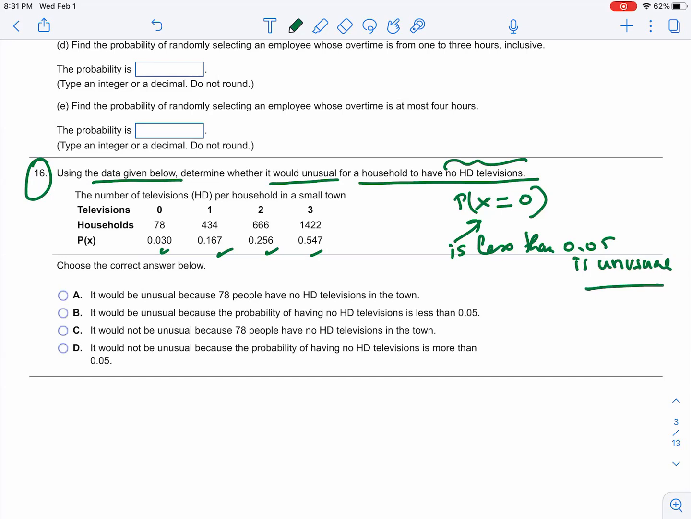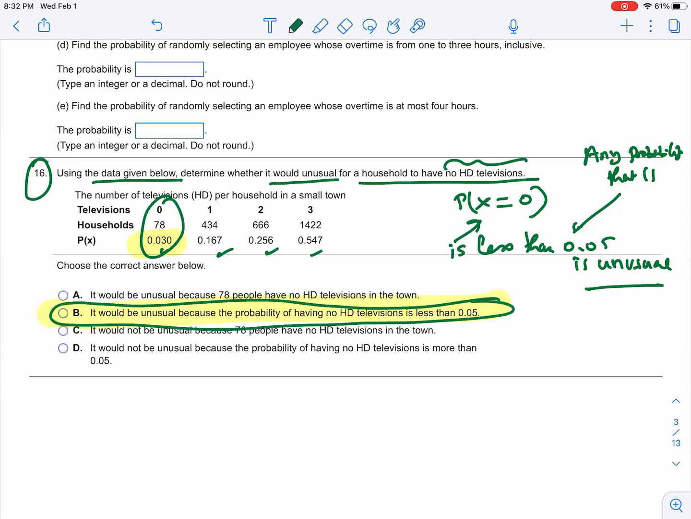I hope you guys are listening to me. Any probability that is less than 0.05 is unusual. So when I look at this, it's indeed 0.03. So it's unusual. So my answer here should be B. It will be unusual because the probability of having no HD television is less than 0.05. So that should be your choice.